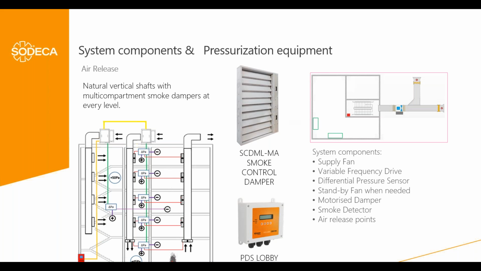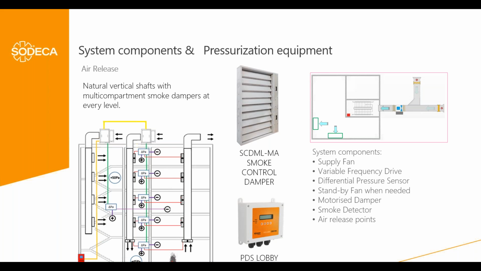The second option that we have is providing a natural ventilation duct communicating all the levels, provided with a motorized damper on each level. Again, this motorized damper has to be open only on the fire level, but on the other levels they have to remain closed. And then these dampers can also be controlled by this PDS lobby control, this small control panel installed on each level.